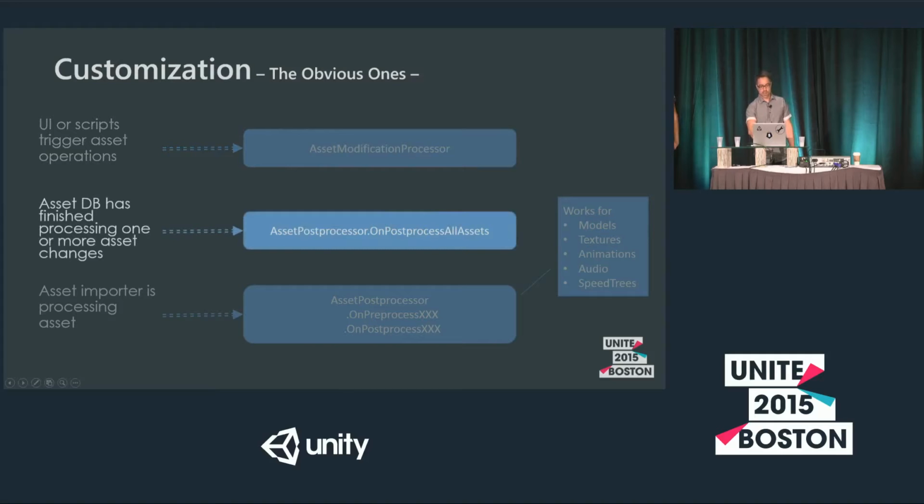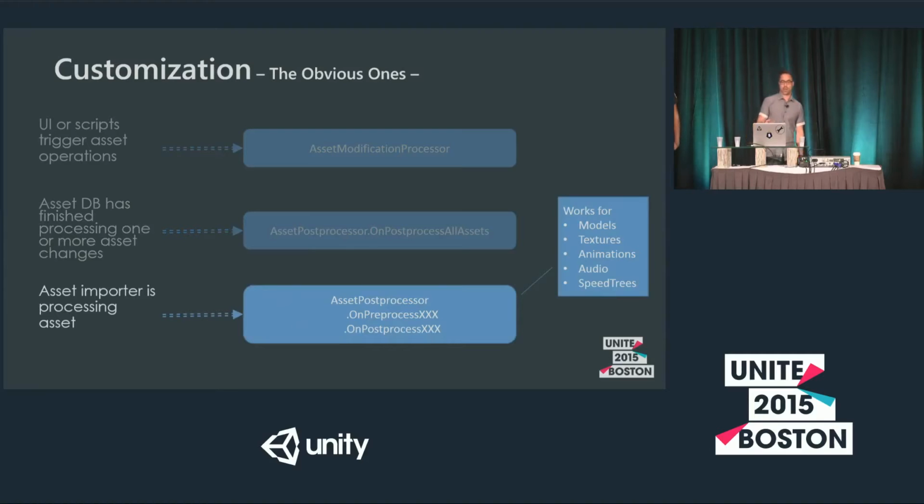Then you have the post-process all assets callback, which was mentioned previously, which basically gives you a list of all paths that have been touched and exactly what has been done to them. Especially useful if you have tooling that needs to know exactly what stuff do I have available, and you don't want to look that up dynamically in the asset database.